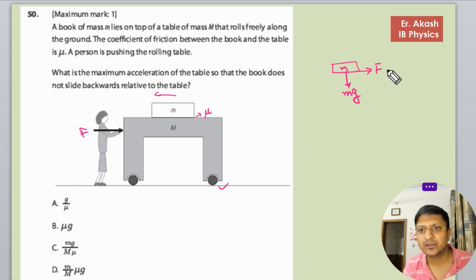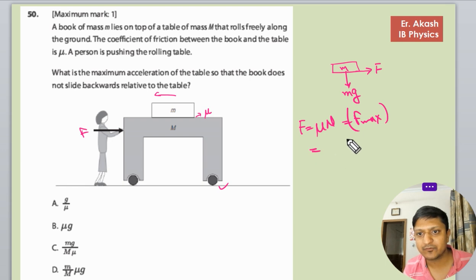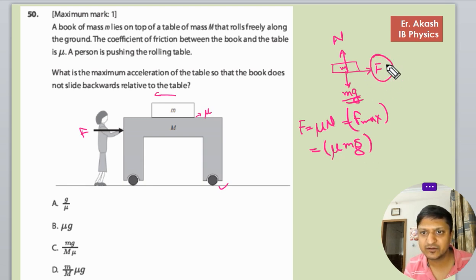Okay. So the frictional force is mu N, and this is the F max. F max means the maximum friction. So the maximum friction will be mu N. N is mg. So this is the maximum friction that can be created by this book on the table.